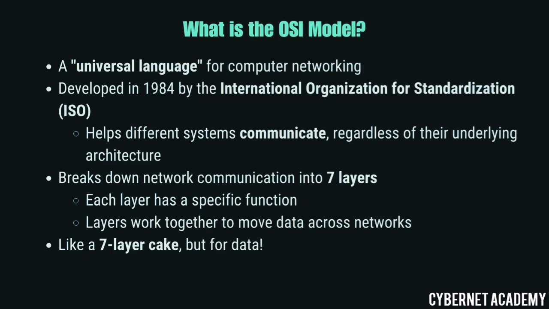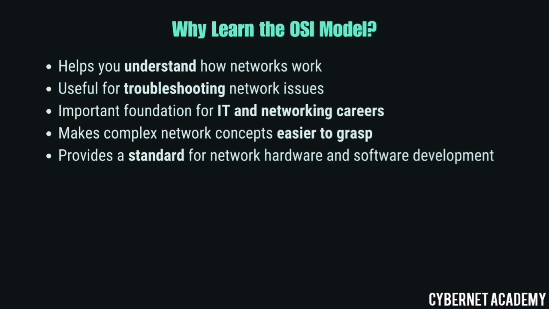Let's take a quick tour of our 7 layers. Starting from the bottom, we have the physical layer, which deals with the actual hardware. Next is the data link layer, ensuring reliable data transfer between directly connected nodes. Then comes the network layer, which handles routing between different networks. Above that is the transport layer, managing end-to-end communication.